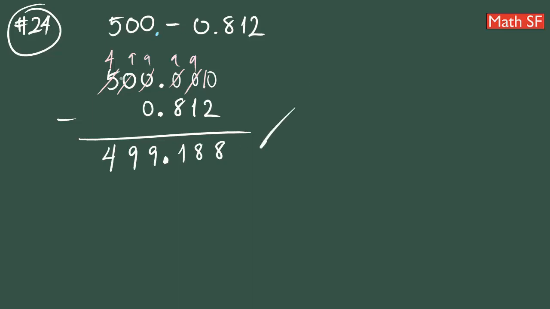So be careful here with the borrowing part. You have to go all the way to the 5 to borrow 1 here, which will become 10, and this lent 1 becomes 9, and it keeps going on up until this becomes 10. Okay, be aware of that part.